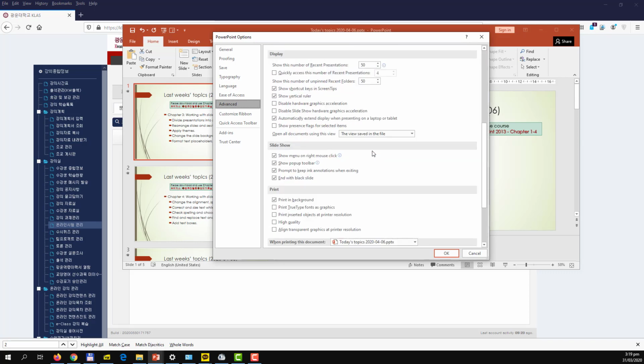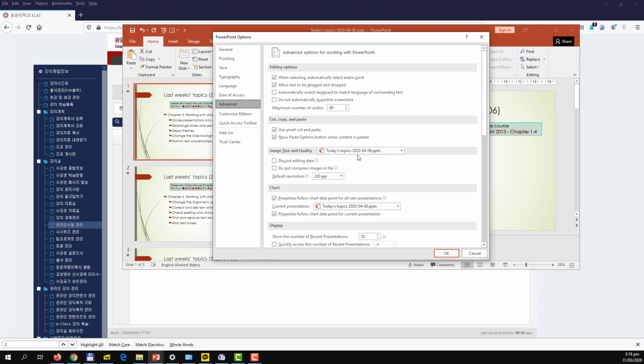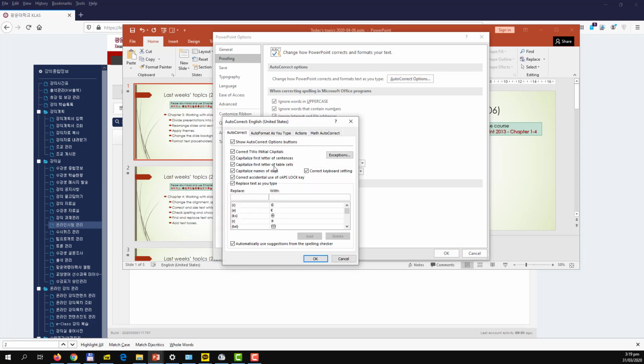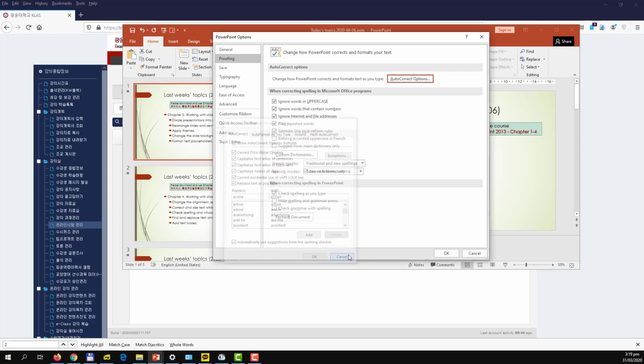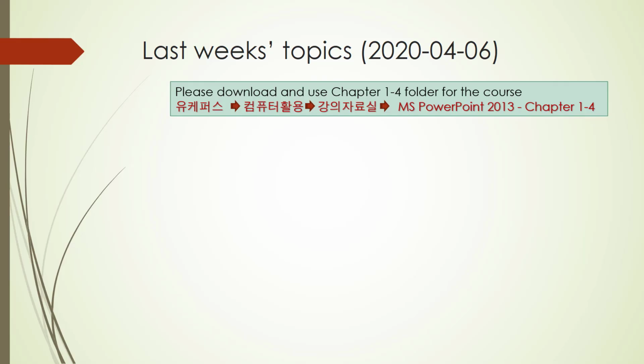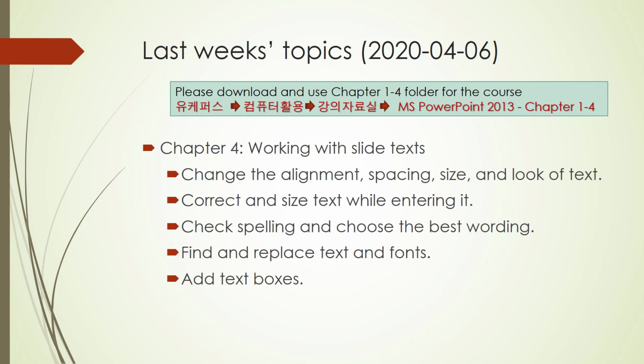And somewhere here we find a dictionary also, proofing, here, autocorrect options, and we could also add more here, and replace with a sign, something like that. So that was chapter 4.